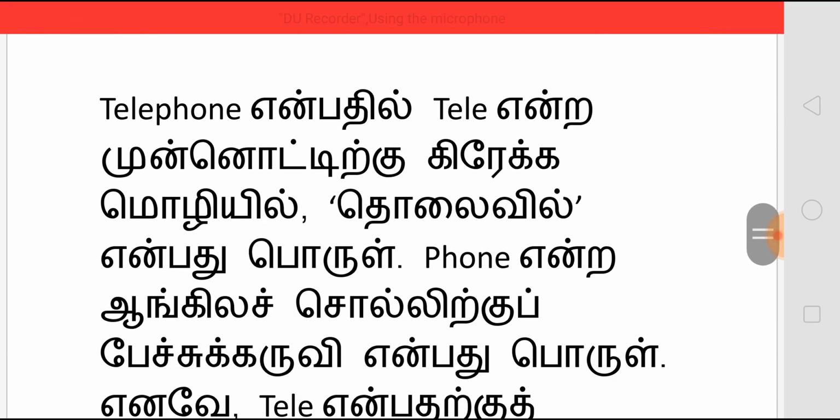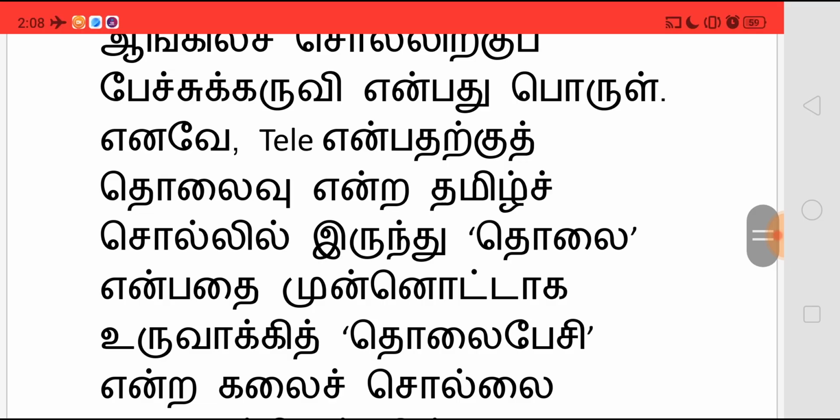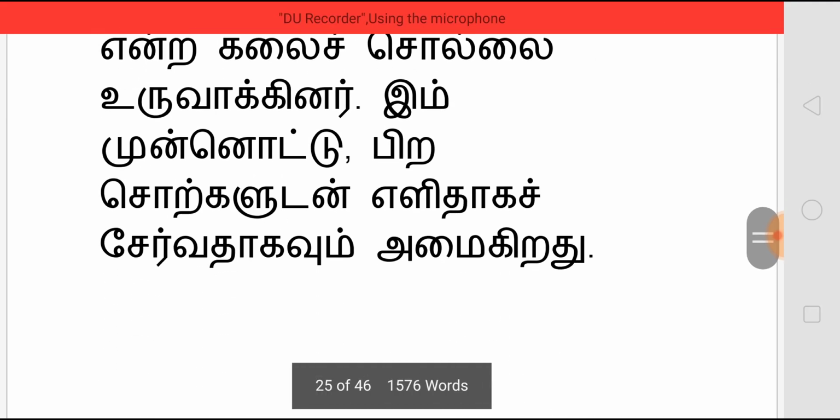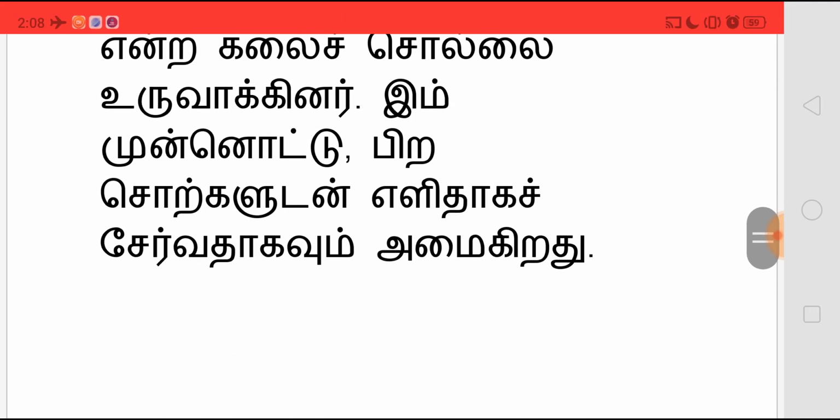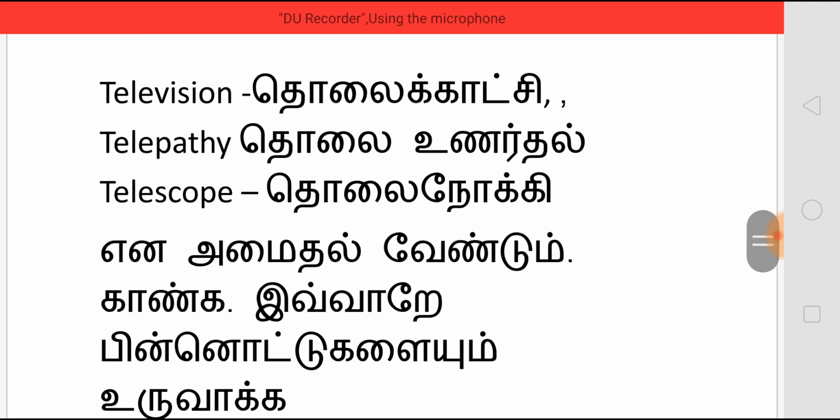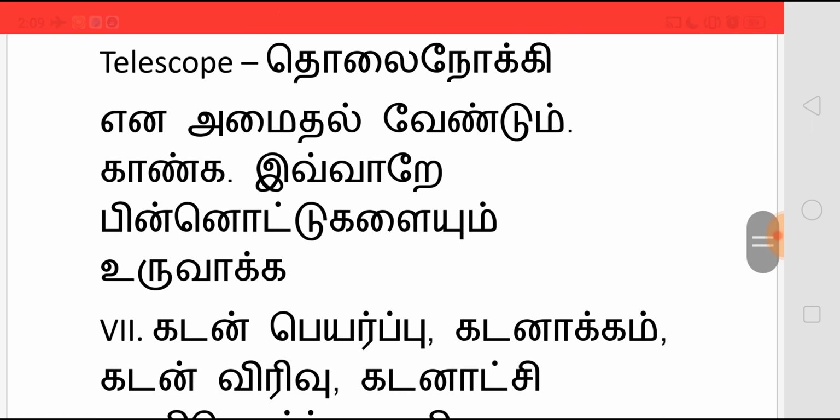And the word telephone, tele is a Greek word which means distance, and phone is an English word which means an instrument. And therefore, tele means distance, and in Tamil we have tholai, equivalent to tholaivu, which is the meaning of tele, and so we made a word as Tholai-pesi. And in this we find that it was very easy to create this word. And then using this base word, we made television, which is Tholaikaatchi, telepathy is Tholai Unardal, telescope, which is Tholai-nokki. Like this we can make many words.